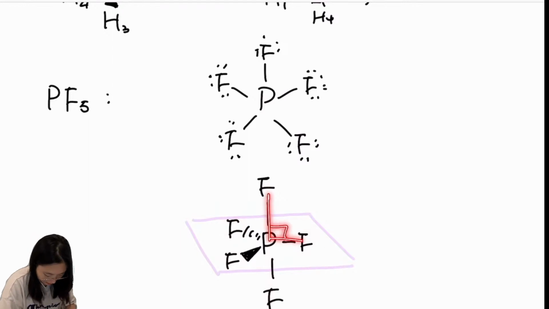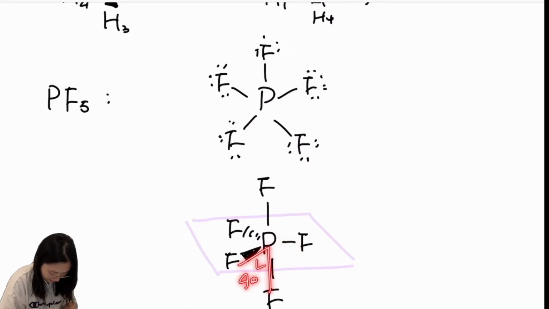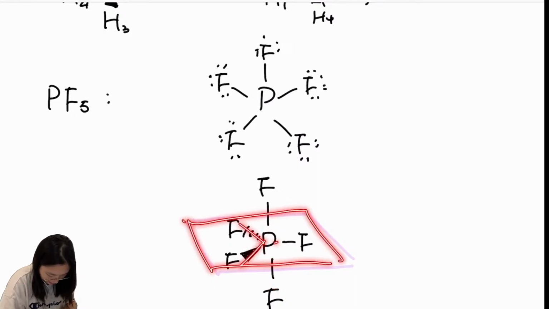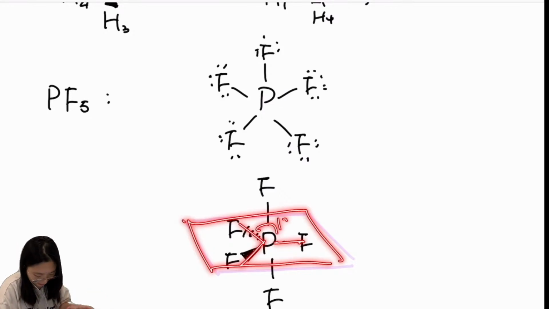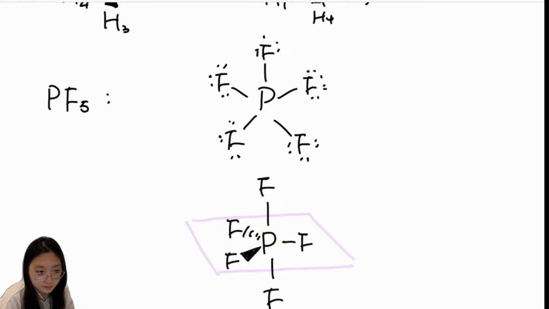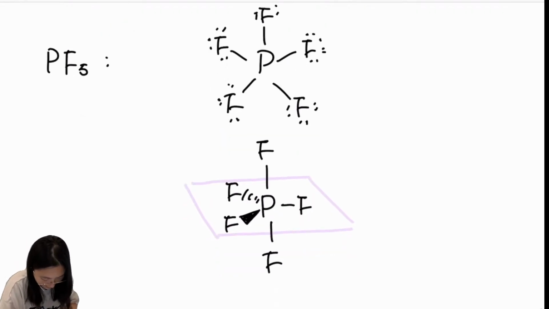So the bond angle here is 90 degrees. The bond angle here is also 90 degrees. And for the bottom fluorine, it's the same, the bond angle is 90 degrees. And then on this plane, these 3 bonds are 120 degrees away from each other. Okay, and then this is the base structure.